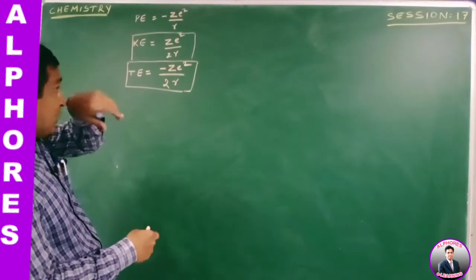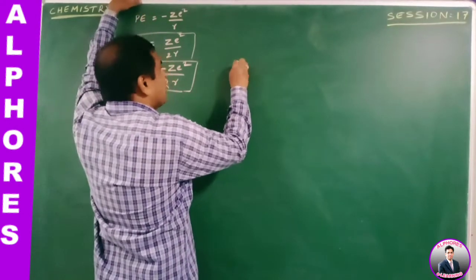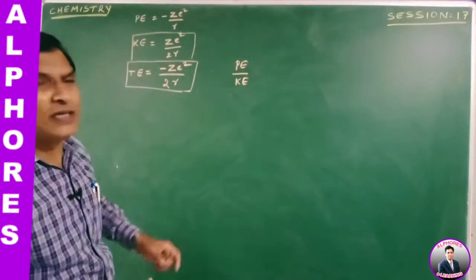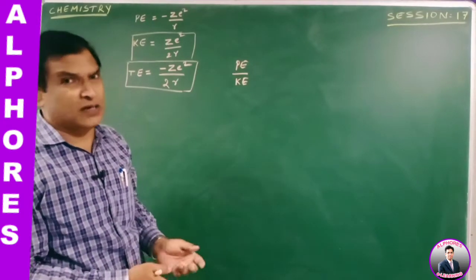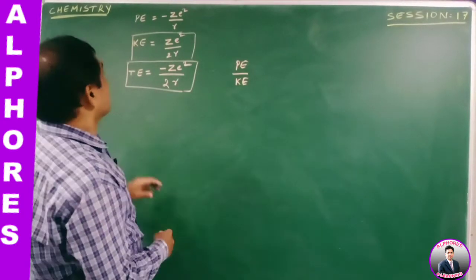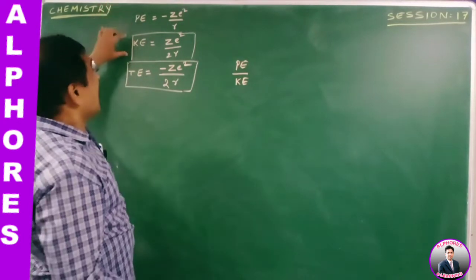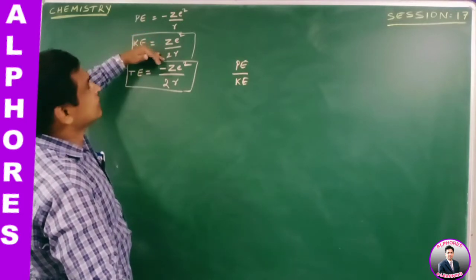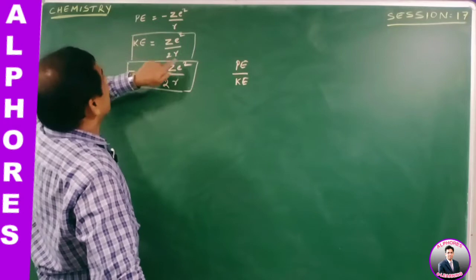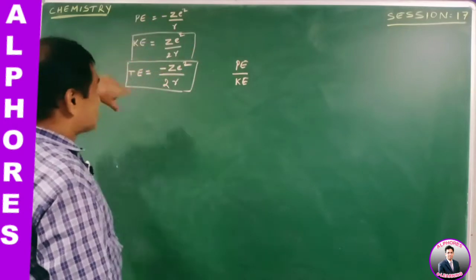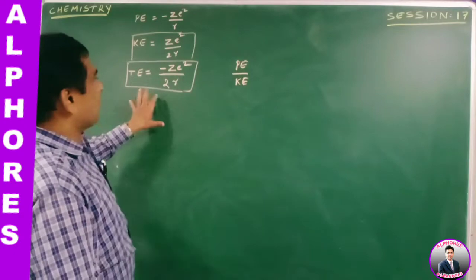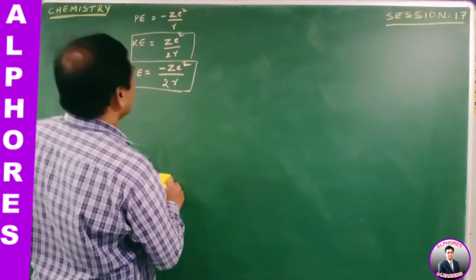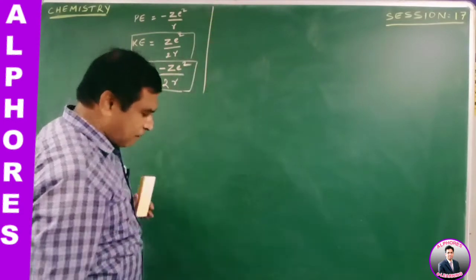Definitely we can expect a numerical like: what is the ratio of potential energy to kinetic energy of an electron revolving in a circular orbit? Potential energy can be represented like this, and kinetic energy like this, and total energy is the sum of the kinetic energy and potential energy, Ze square by 2R minus Ze square by R, which gives minus Ze square by 2R. That is the energy of the electron in the orbit.